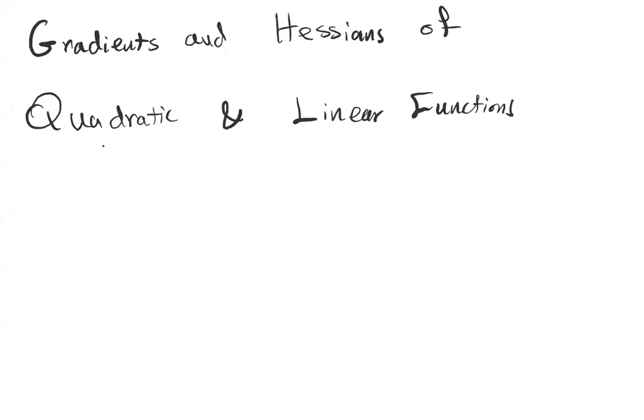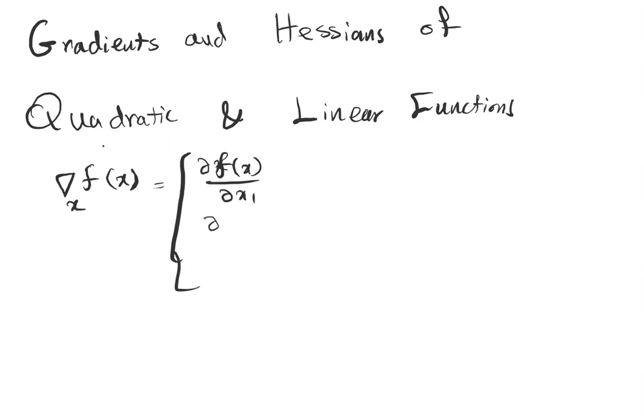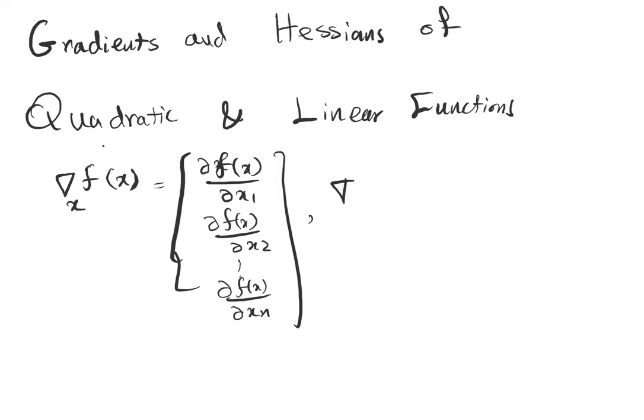So in this lecture, we are going to talk about gradients and Hessians of quadratic and linear functions. In the previous lecture, we talked about the gradient of f of x with respect to x, which is equal to the partial derivative of f with respect to x1, with respect to x2, up to xn. And also we talked about the Hessian matrix.